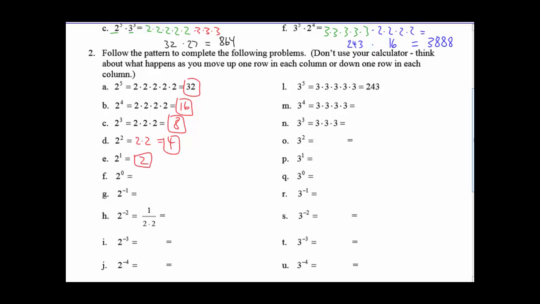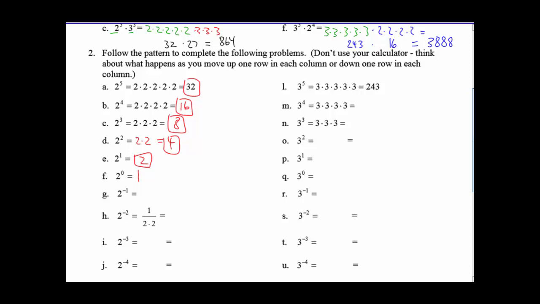Now 2 to the 0. Well, I know you're thinking, 0. Yes. Well, think about it. If we were going from 32 to 16 to 8, we're dividing by 2 each time. Okay, 8 divided by 2 is 4. 4 divided by 2 is 2. 2 divided by 2 is 1, not 0. Because then if we have 0 divided by 2, that'd still be zero, and then the rest of the time we have zero.